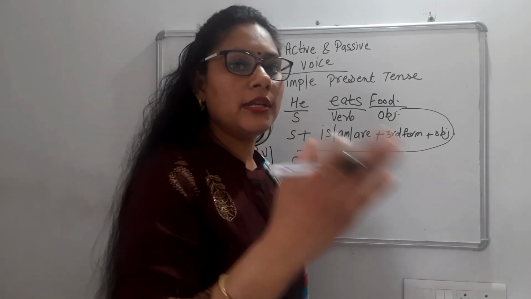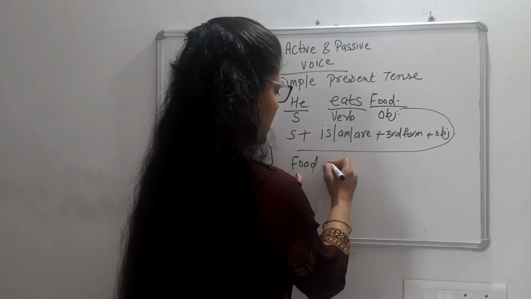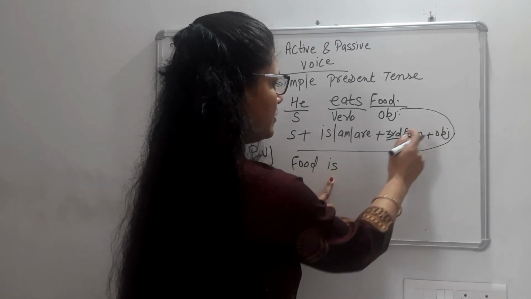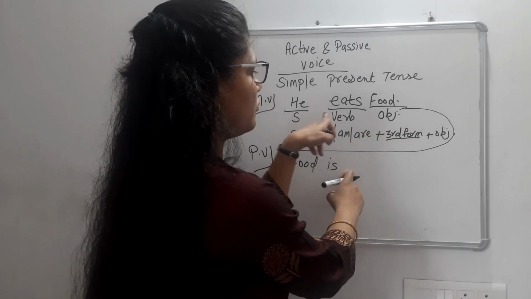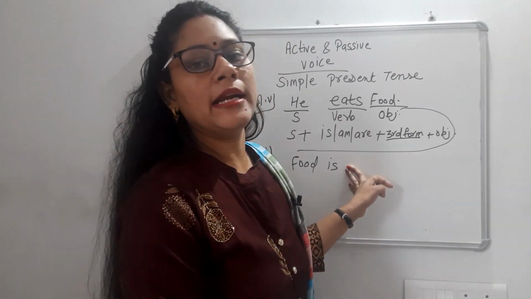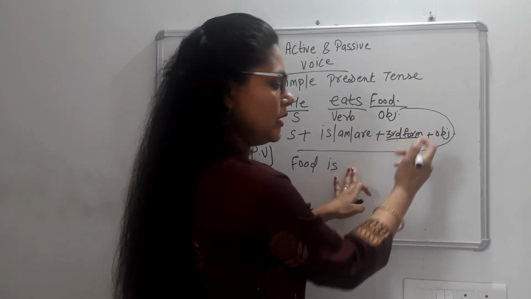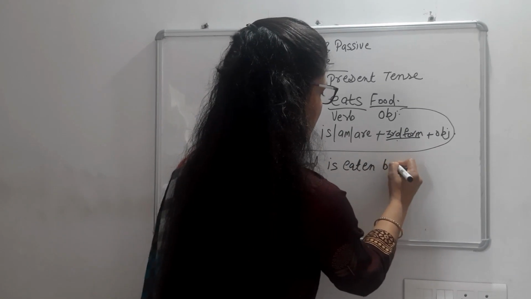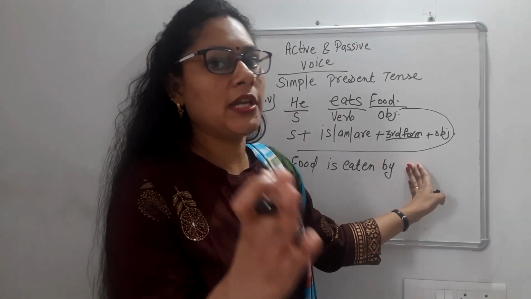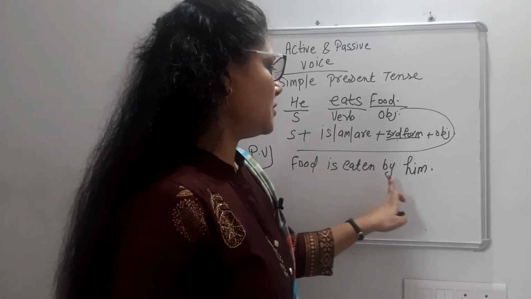And whenever only a singular thing is given, we have to use is. So here food is the subject, then the helping verb is, after that we use the third form of the verb. Here the verb is eats. What will be the third form of eat? Eat, ate, it's the second form. Eaten, it's the third form. So food is eaten by he, it will be an object here, so he changes to him. See here, food is eaten by him.